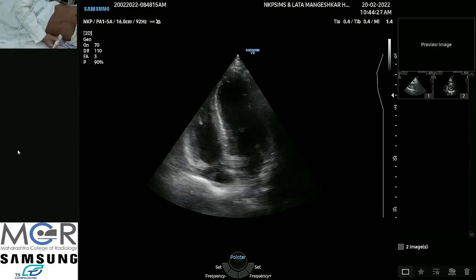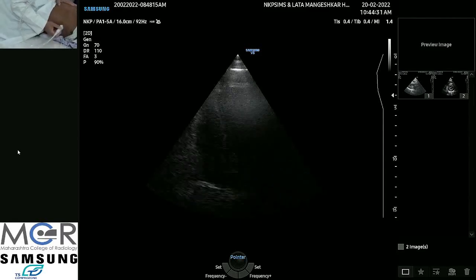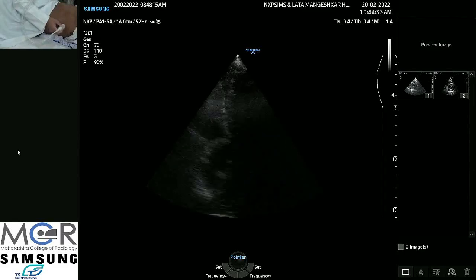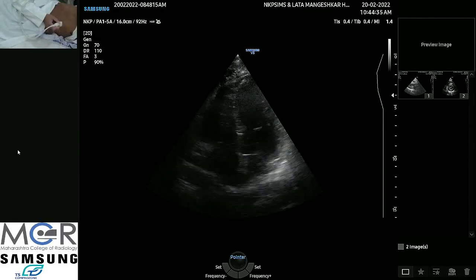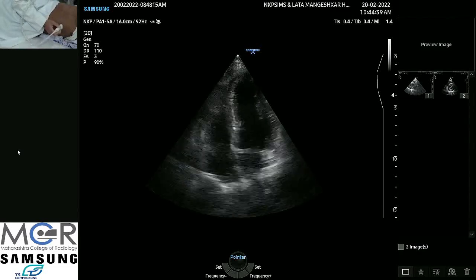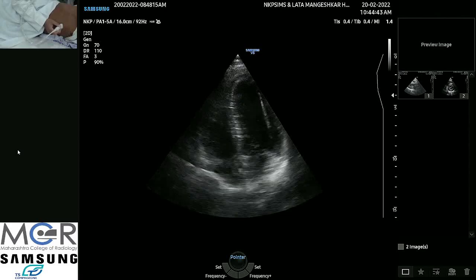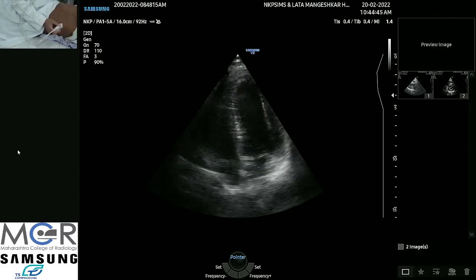So this is a patient of COPD. Look at the place where we are keeping the probe. It's almost close to the subxiphoid, but we could get some parasternal apical window.